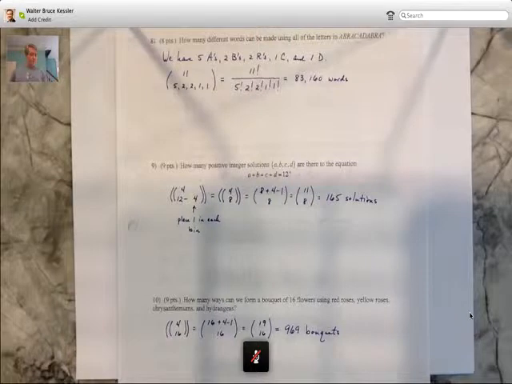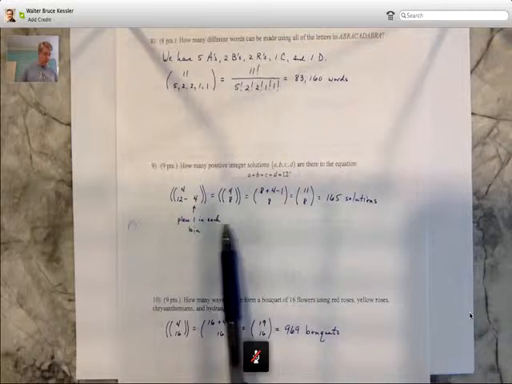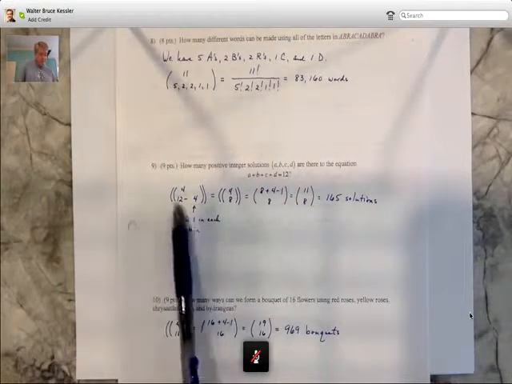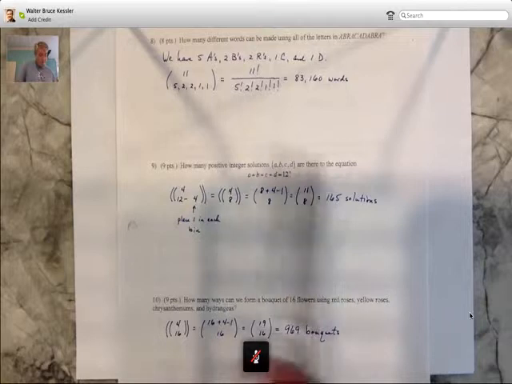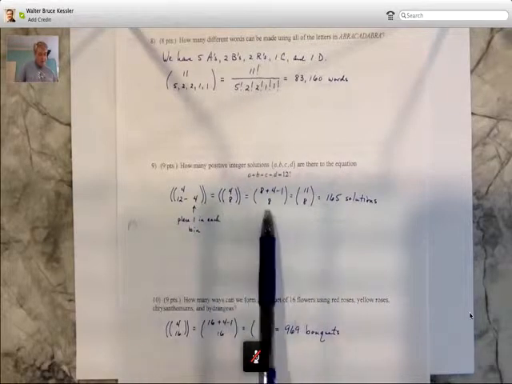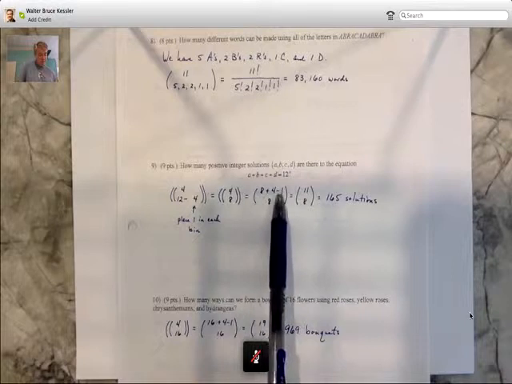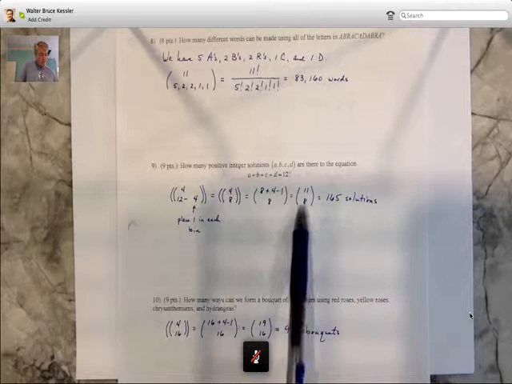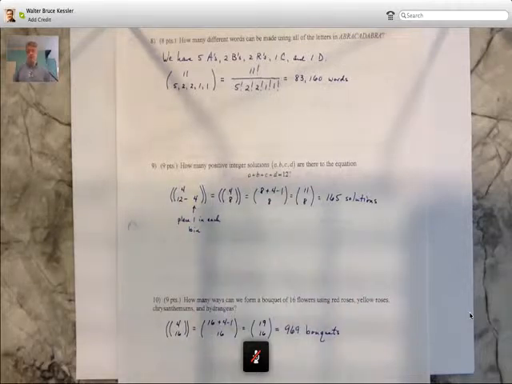But because I'm saying positive, you need to go ahead and place 1 in each of the bins, right? So instead of 12 things left to reassemble here, you're only going to have 8. So this is 4 multi-choose 8. That's 8 stars and 4 minus 1 bars. Choose the location of the stars. That's 11 choose 8. So there's 165 solutions.